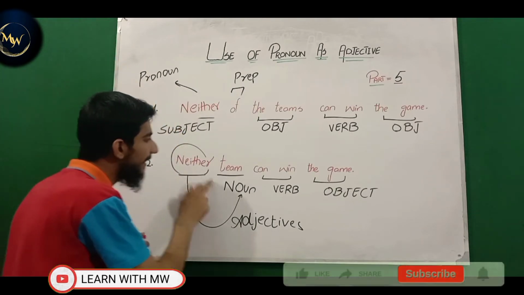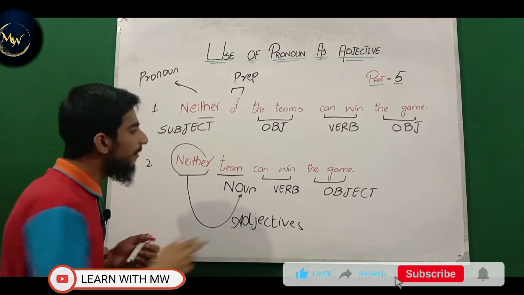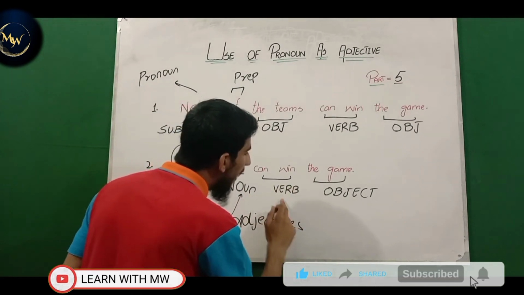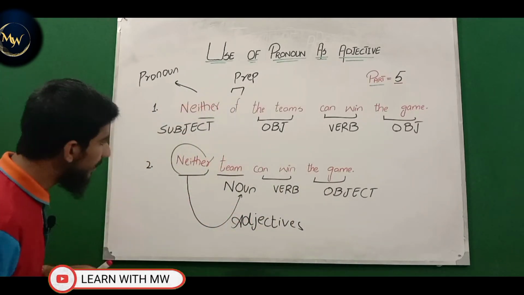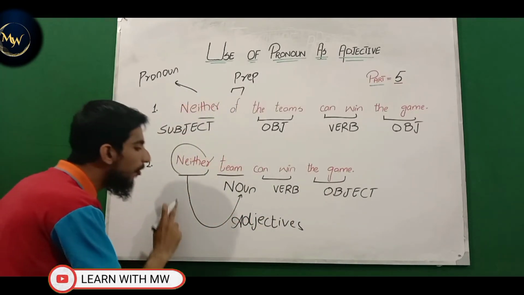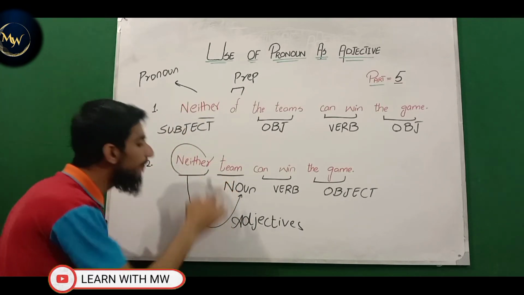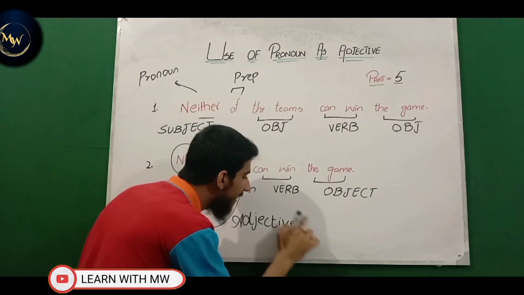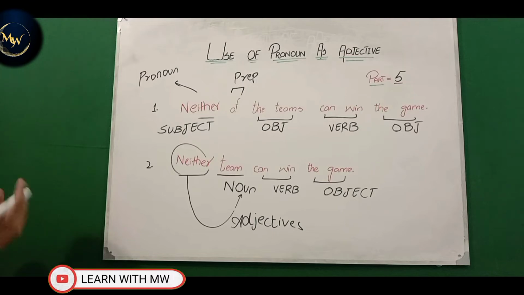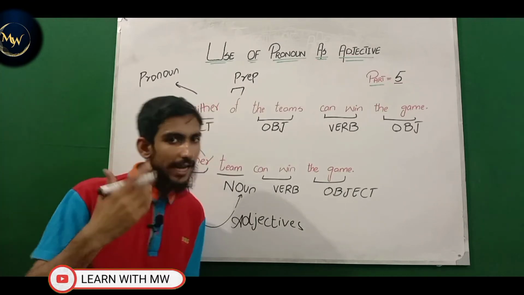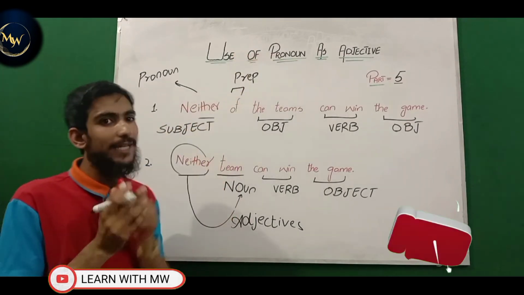Look at this sentence: neither team can win the game. Team is basically a noun because it is a name. Can win is basically the verb, and after the verb comes the object, as we have discussed in the previous slide. And look at neither. Neither is a word which adds meaning to the noun team. That's why neither is basically an adjective in English grammar. So, took a screenshot. Either and neither. We have discussed the whole concept, use of pronoun as adjective.